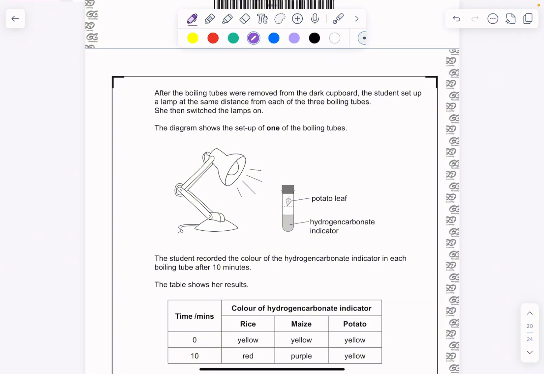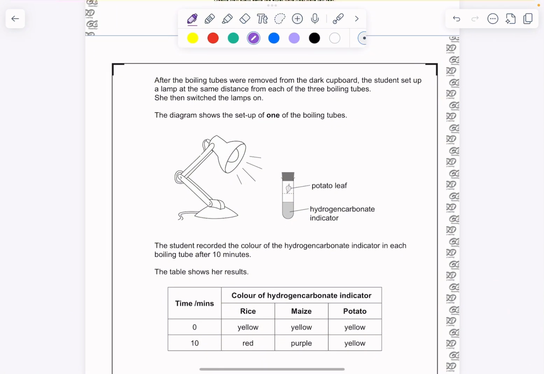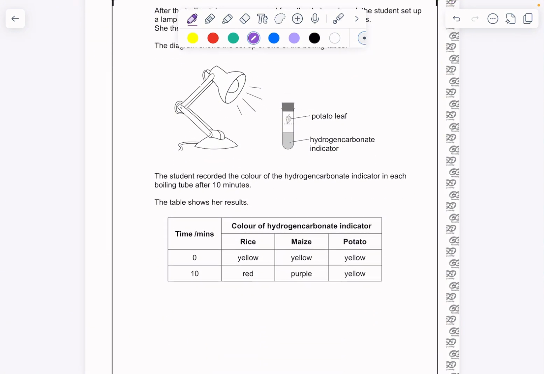After the boiling tubes were removed from the dark cupboard, the student set up a lamp at the same distance from each of the 3 boiling tubes and then switched the lamps on. This shows them here. The student recorded the colour of the hydrogen carbonate indicator in each of the boiling tubes after 10 minutes. At the start, rice, maize and potato were all yellow. After 10 minutes, the rice went red, so it was at a compensation point. Maize went purple, so there was more photosynthesis, but the potato remained yellow.